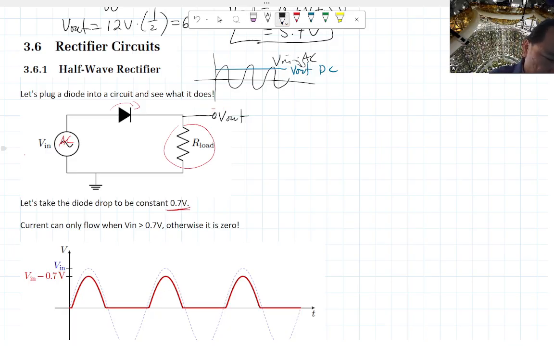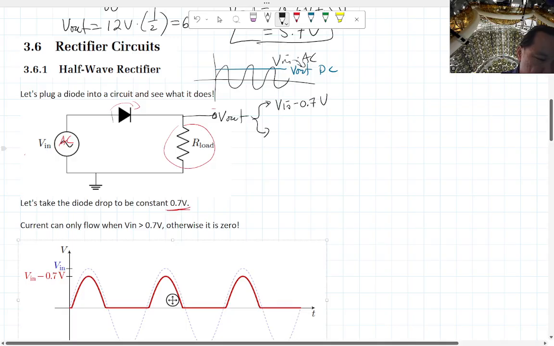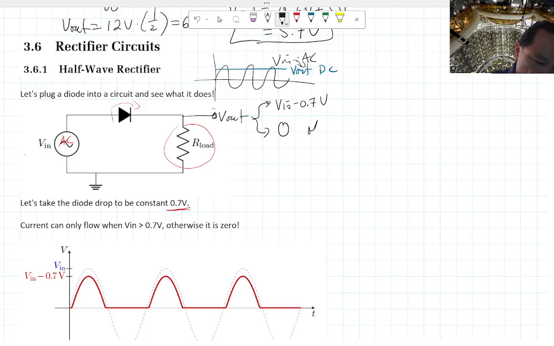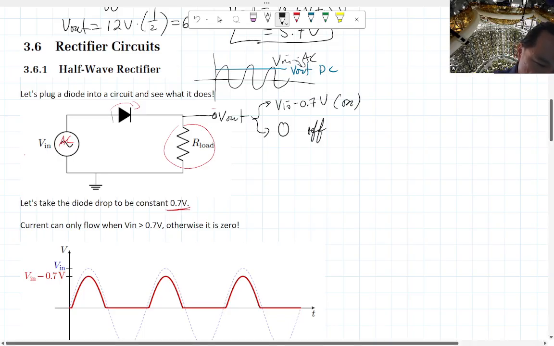This is the on case. Let's see what happens when we get the off case. When Vin is less than 0.7 volts, the diode stays off. Remember, when it's off, it's as if you cut the circuit, and therefore no current flows through this, and therefore Vout is actually 0.